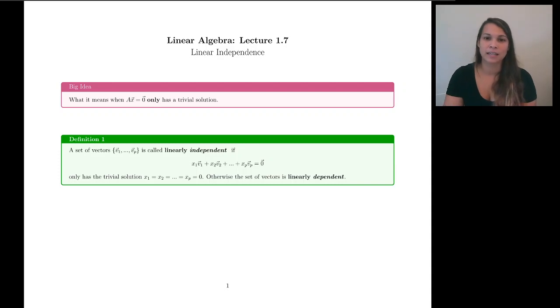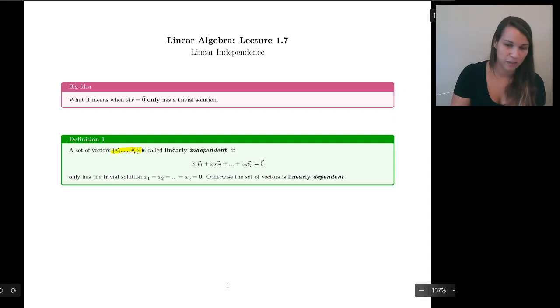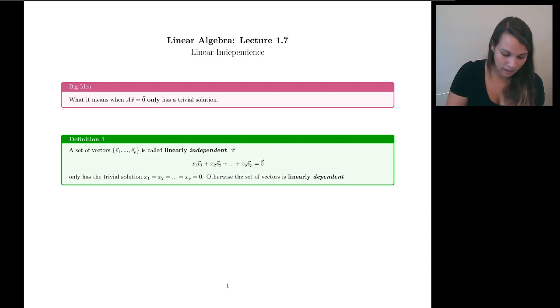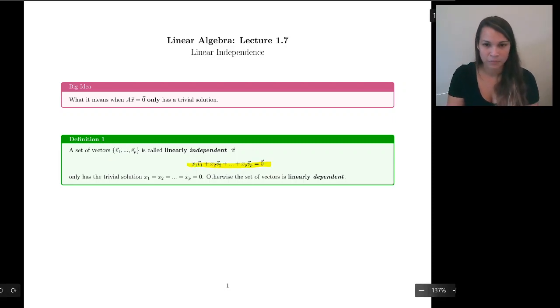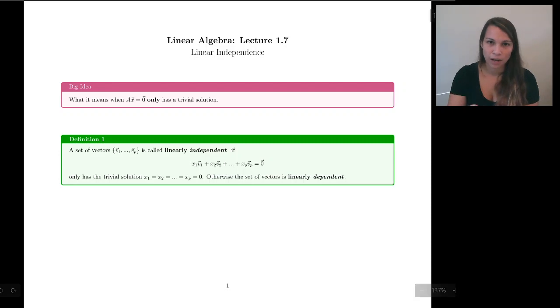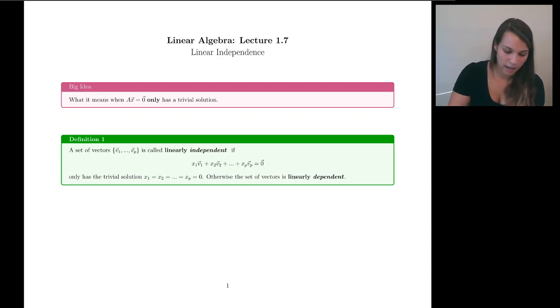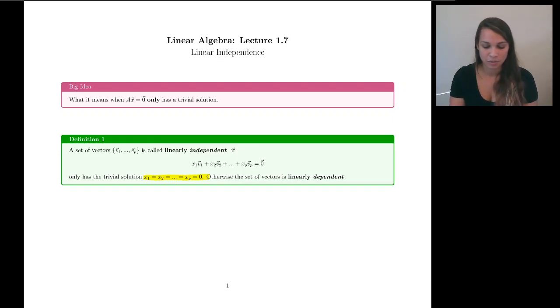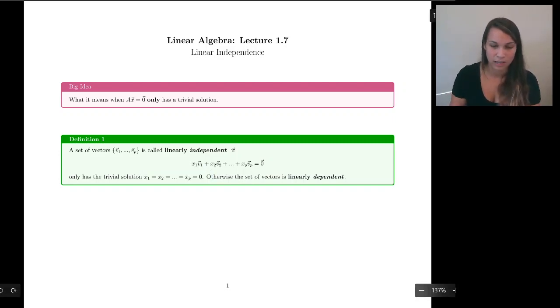So what we're going to start with is the definition for linearly independent. Let's say we've got a set of vectors v1 to vp. We call them linearly independent if we can write x1 times v1 plus x2 times v2 all the way up to xp times vp is equal to 0 is only possible for the trivial solution, aka all your x's are 0. The only way to get that sum equal to 0 is when the coefficients themselves are 0. Otherwise, the set of vectors is said to be linearly dependent.